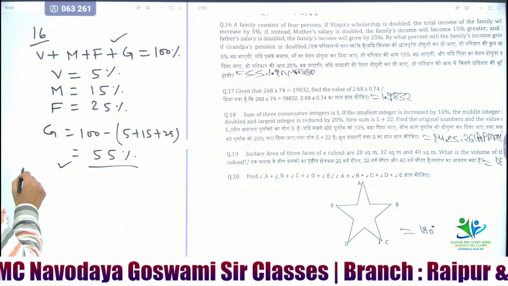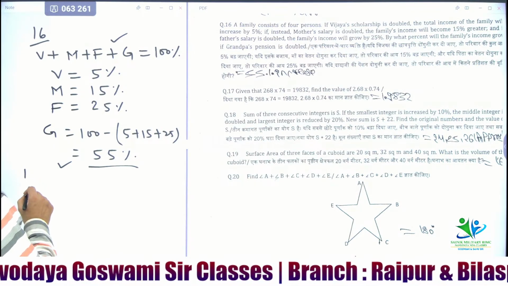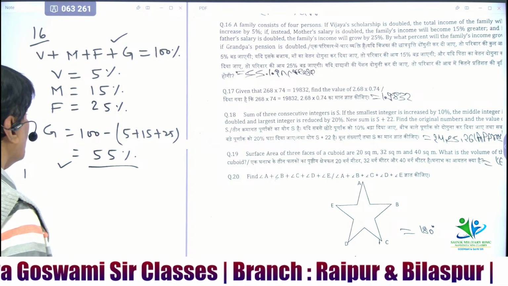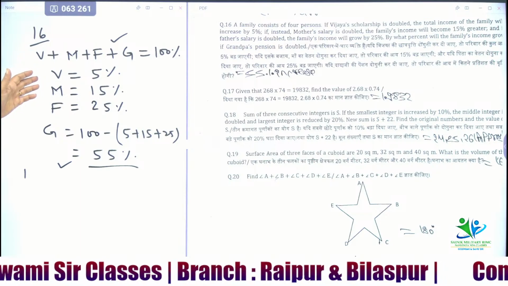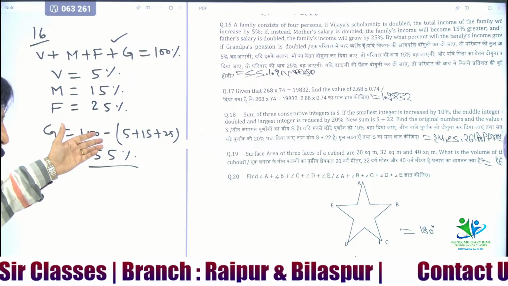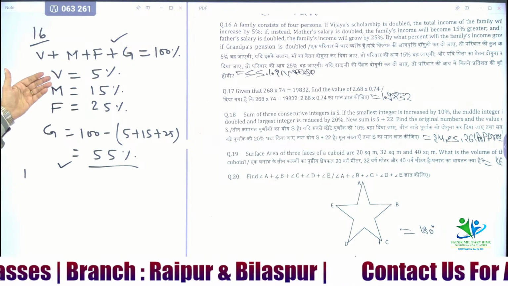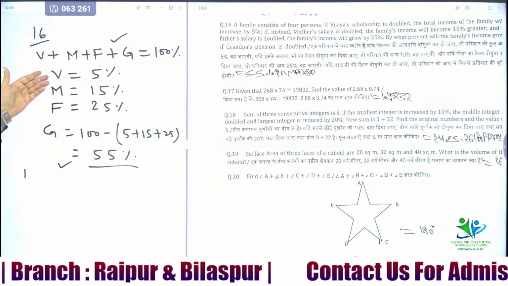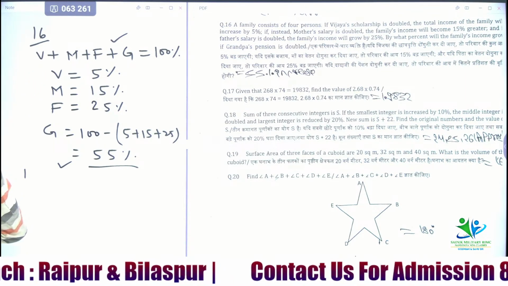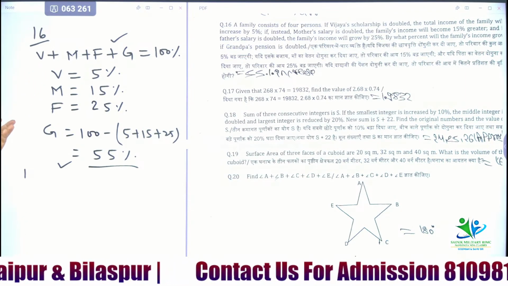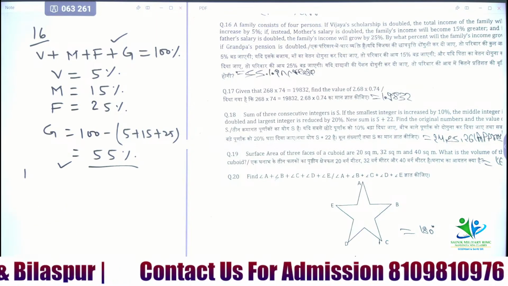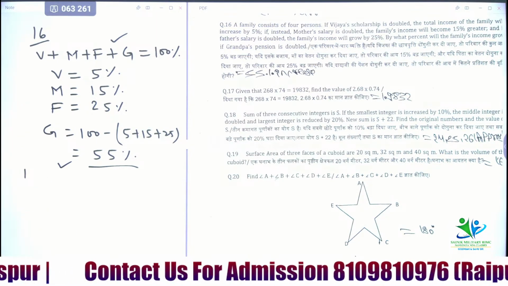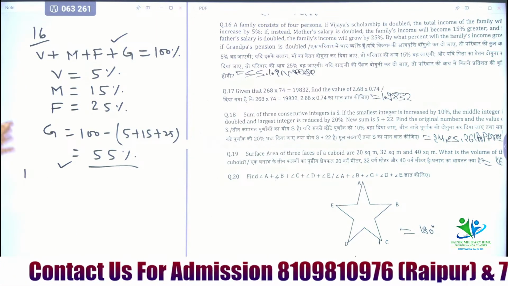Now, see question number 17. You can also do the previous question by forming the 4 different equations and calculating Vijaya's contribution, mother's contribution, father's contribution, but there is no need of writing these 4 steps. This one is sufficient.